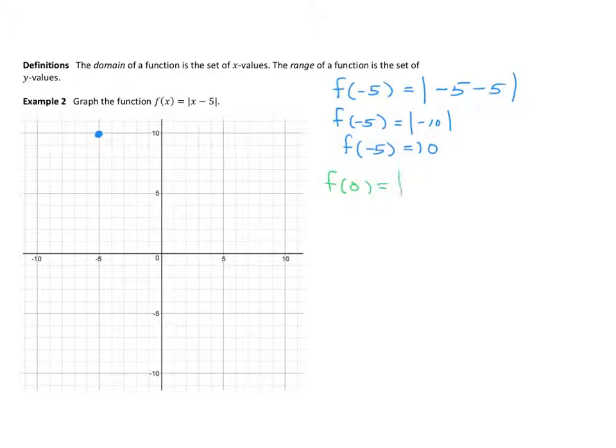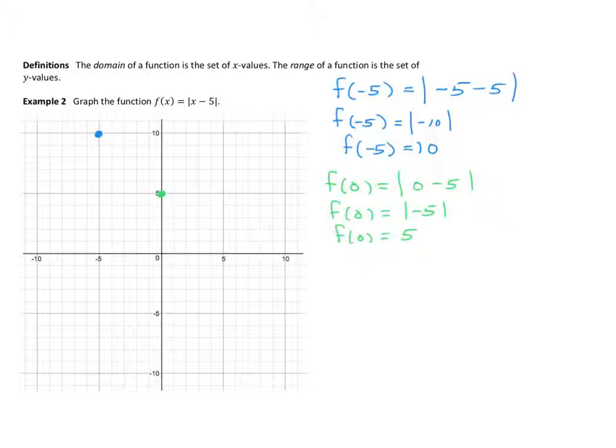I put 0 in place of every single x. I simplify it. This is the absolute value of negative 5, which is positive 5. This means at x is equal to 0, I get 5 back for y.